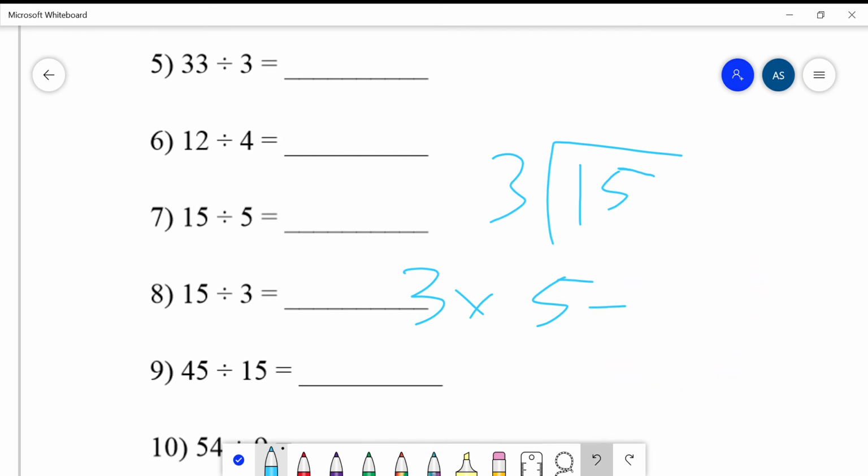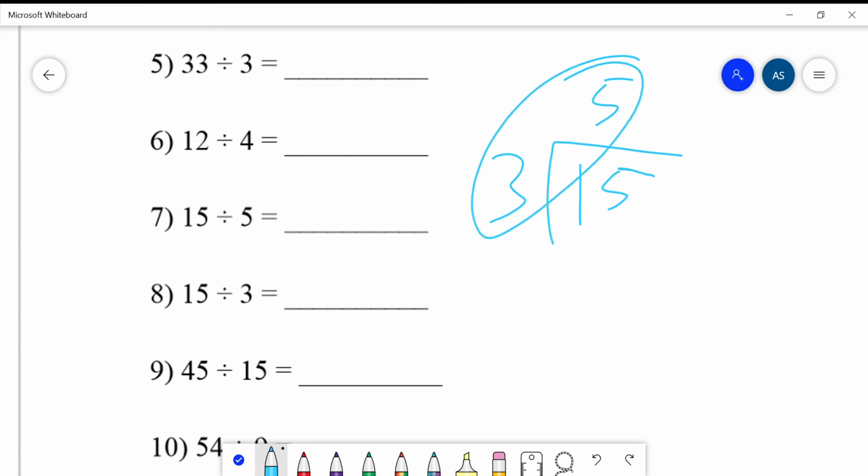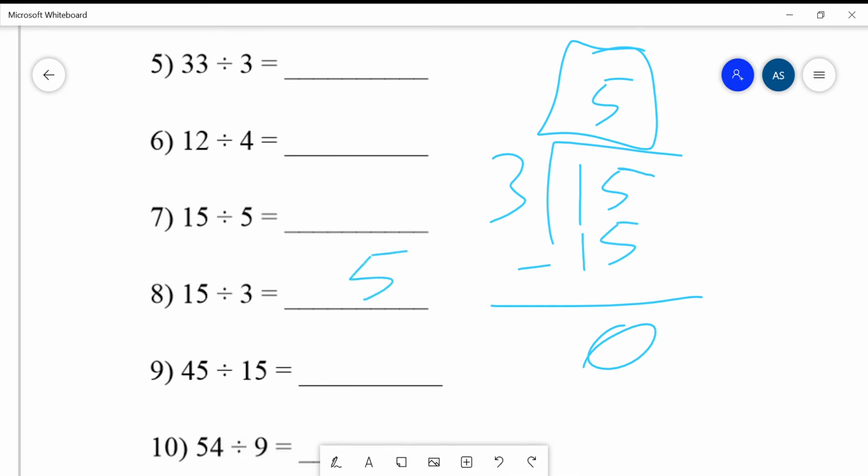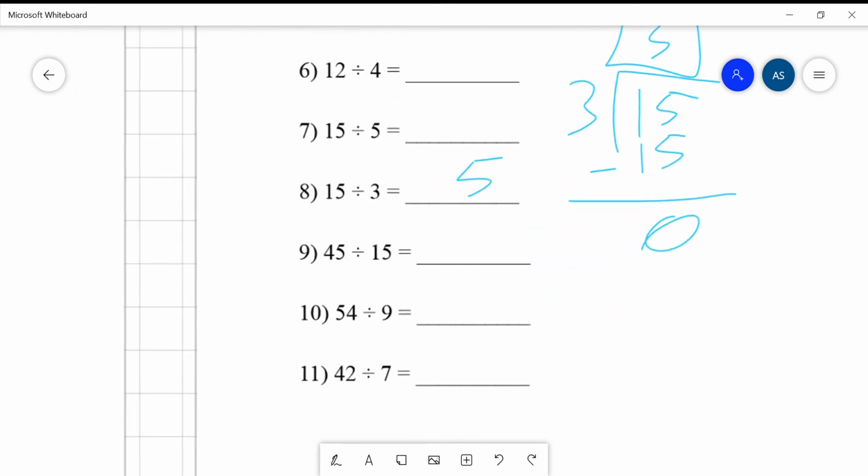And so we know that if we put 5 here, we're going to do 3 times 5, which is 15. You're going to subtract these two numbers. You get 0. And so you know that your 5 is your answer. And we're going to add that right over here. Right? Alright, then on to our next page.